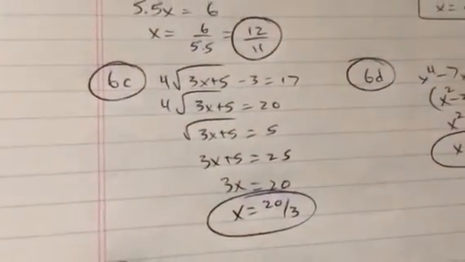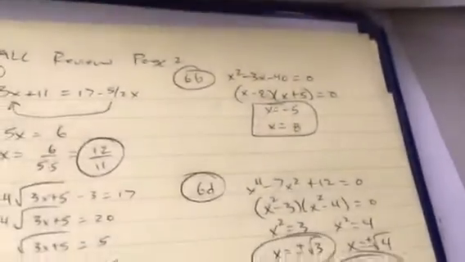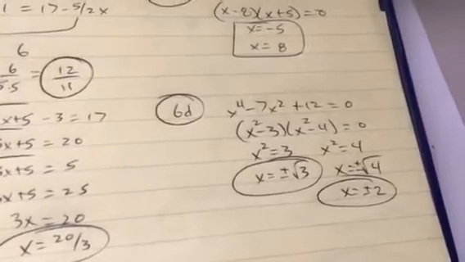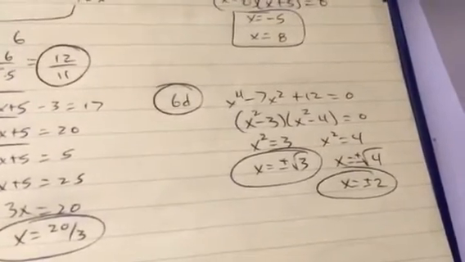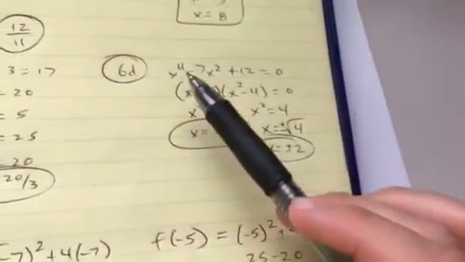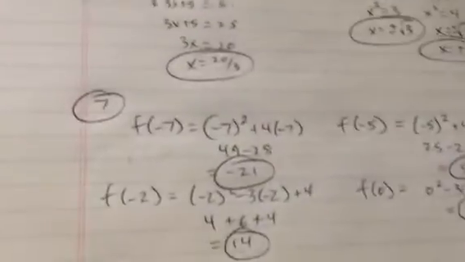6c here, folks. Add 3, then divide by 4. Square both sides. You get 20 over 3. You're factoring just like you did in 6b, only the way to get x to the 4th is to have x squared times x squared. So you got to take the square root. Don't forget about plus or minus. This is going to have 4 solutions because it's x to the 4th. 1, 2, 3, 4. Your 4 solutions.